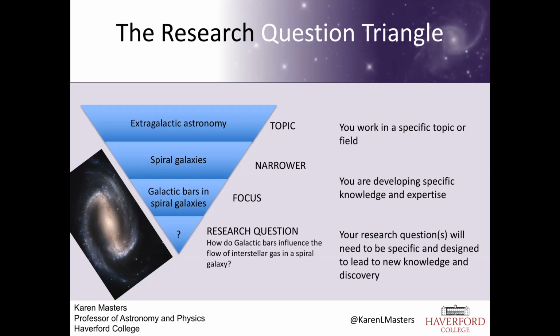In this triangle, the top of the triangle is the topic, and then you get narrower and narrower down to the point of the triangle. As an example from something I'm interested in, the topic is extragalactic astronomy. A bit narrower, I'm interested in spiral galaxies. A bit narrower than that, I'm interested in galactic bars in spiral galaxies, these linear structures across the center of the spiral galaxy. And so my research question, building from that topic, subtopic, and focus, might be something like: how do galactic bars influence the flow of interstellar gas in a spiral galaxy?